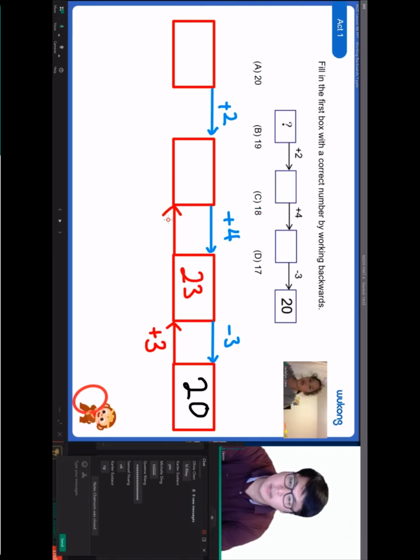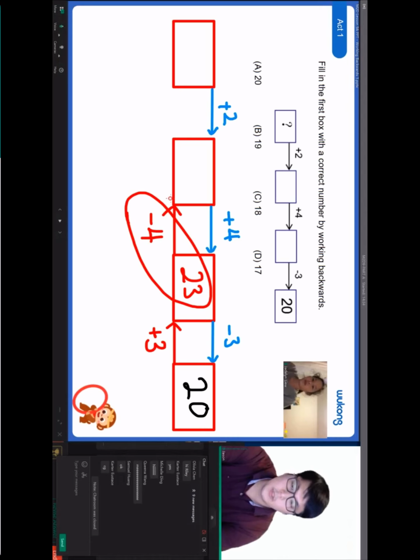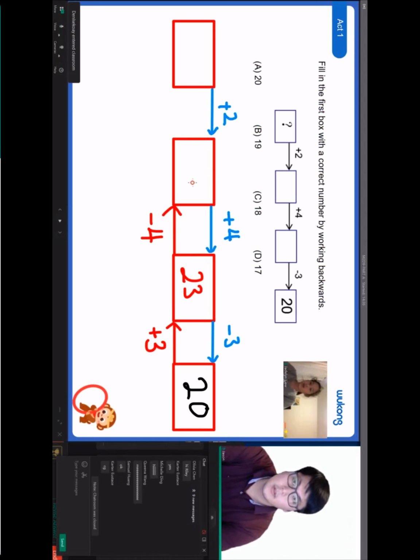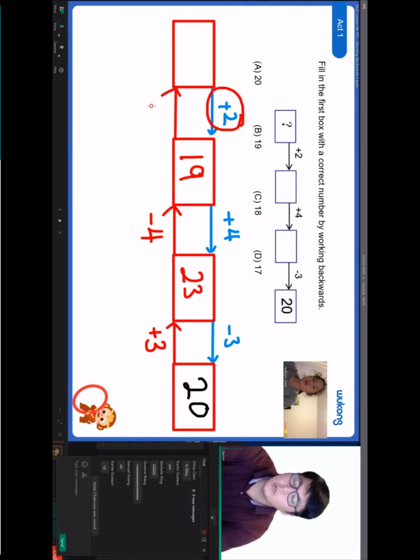Now let's do one more time. This time we add 4. What's the opposite of adding 4? Subtracting 4. Yes, very good. What is 23 subtract 4, or take away 4? 19. Very good. Let's keep going. If you're adding 2, what's the opposite? Subtracting 2. That's right. So the answer is 17. Well done, Jadelyn.